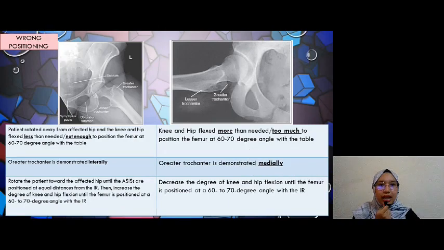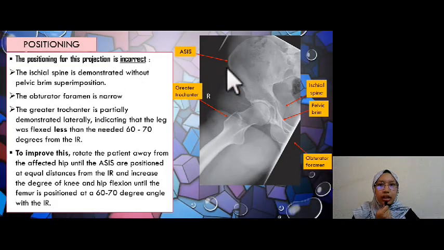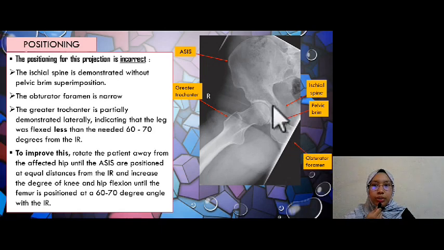Next, this is based on my radiograph. The positioning for this projection is incorrect. This is because the ischial spine is demonstrated without pelvic beam superimposition. The obturator foramen is narrow. The greater trochanter is partially demonstrated laterally, indicating that the leg was flexed less than needed, which is 60 to 70 degrees from the IR.